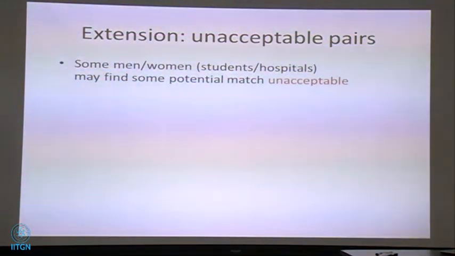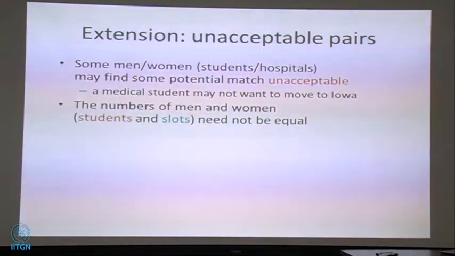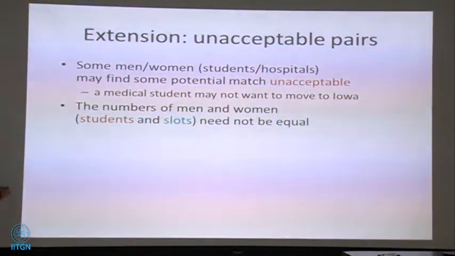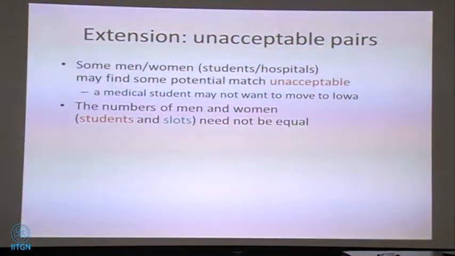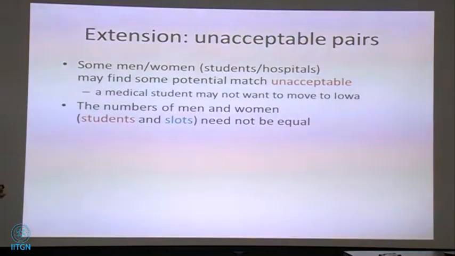And if you have unacceptable pairs, of course, we are not guaranteed to end up with a perfect matching, but we may still talk about stability. Potentially even the number of students and slots need not be equal. Again, if we have that, then we are not guaranteed perfection. Perfection doesn't make sense.